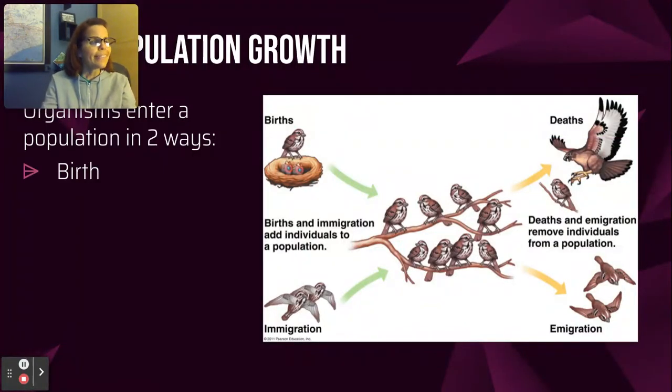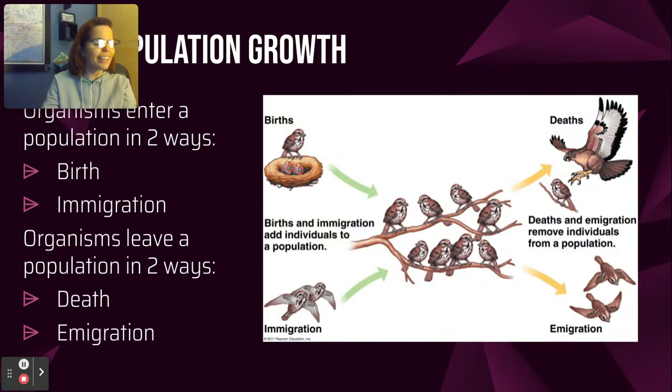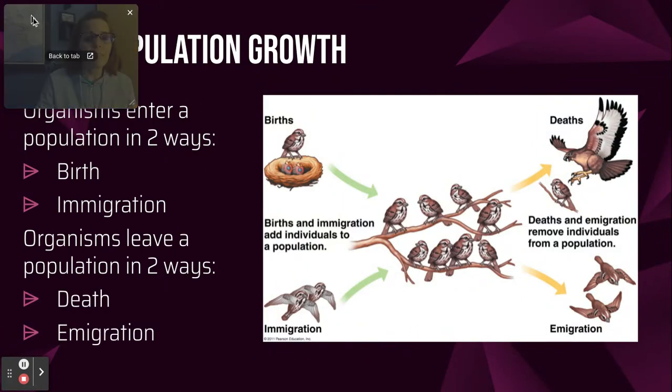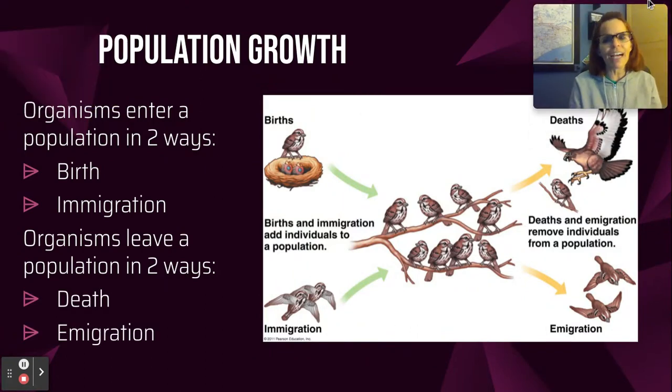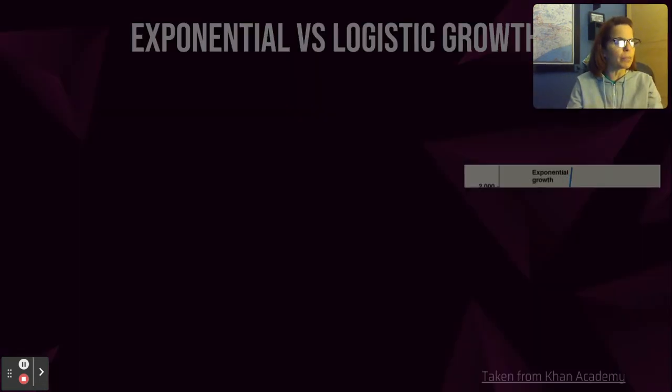Okay, let's talk population growth. And I included this slide. It's so utterly obvious that I was concerned maybe somebody would struggle with it. So how do populations grow? There's just two ways that they can grow: births and immigration, so coming from a new population. How do populations decline? Deaths, and then emigration, individuals leaving the population.